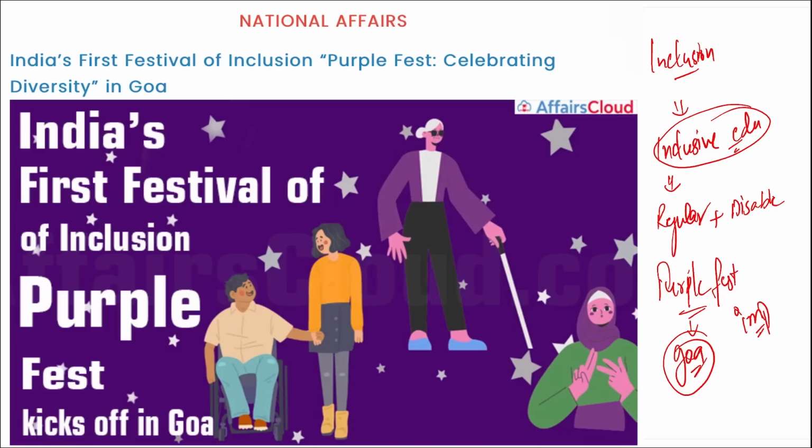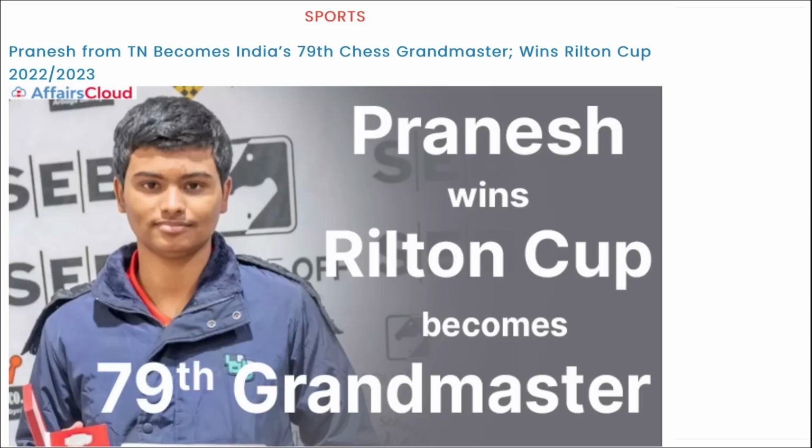Next. Next is Pranesh. Pranesh is 16 years of age. He is from Tamil Nadu. And he recently became the 79th Grandmaster of India.